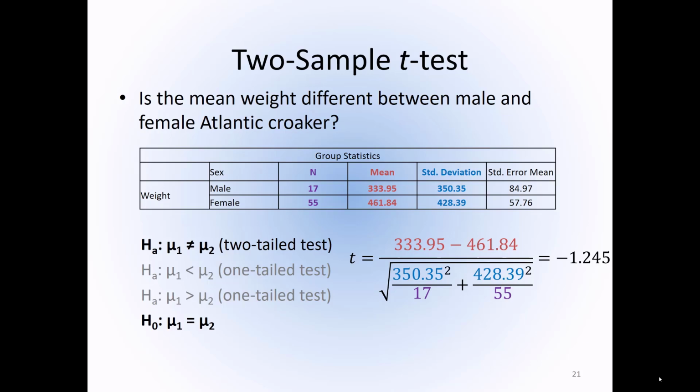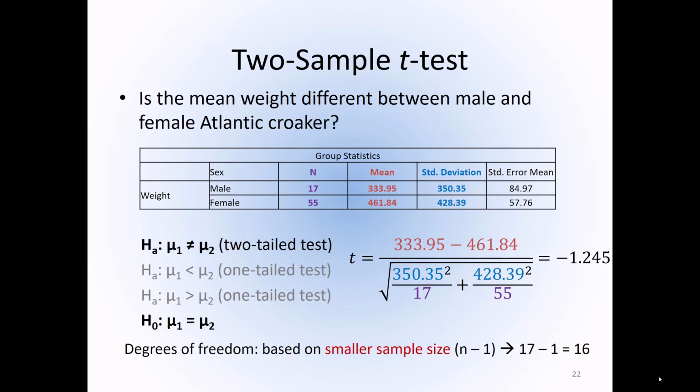Now for our degrees of freedom, we use the same formula here. It's n minus 1, but in this case we've got two different values for n. And so in being conservative in our statistical approaches, we're going to use the smaller sample size. In this case it's males, and so our degrees of freedom in this case is 17 minus 1.